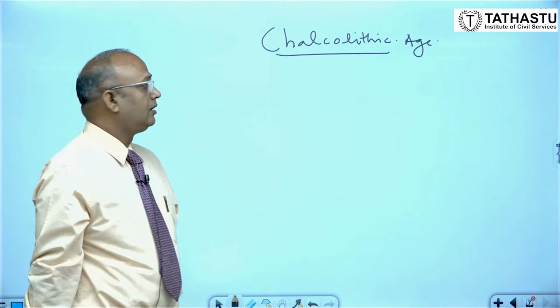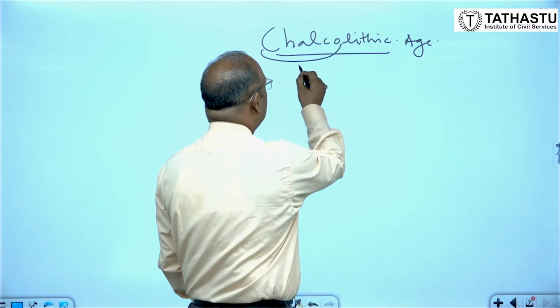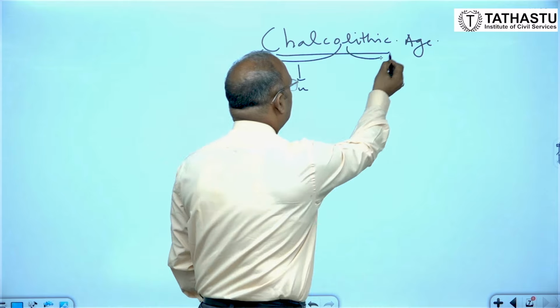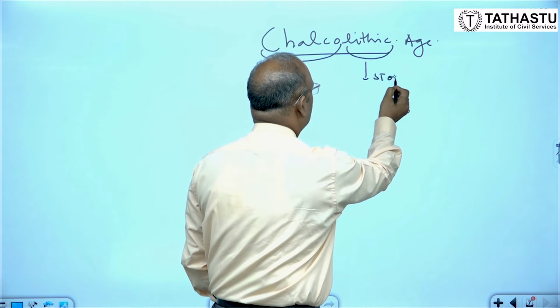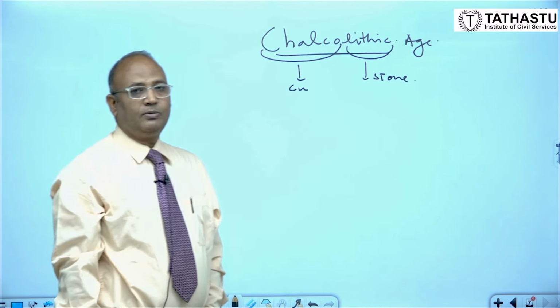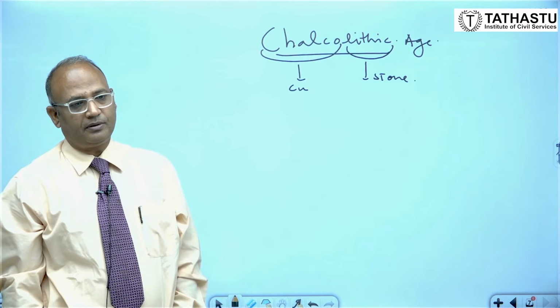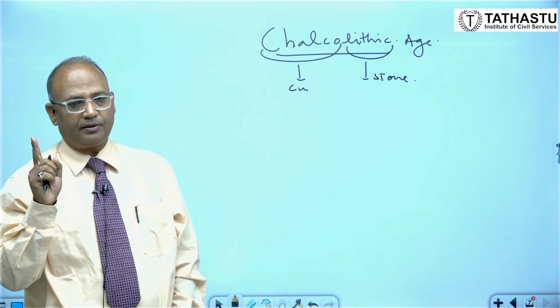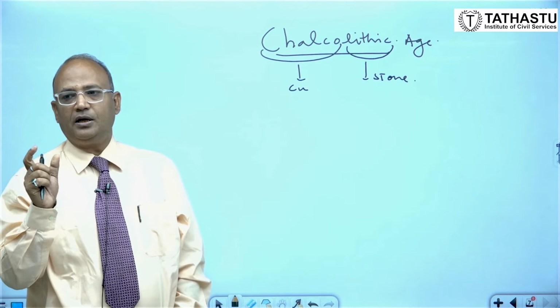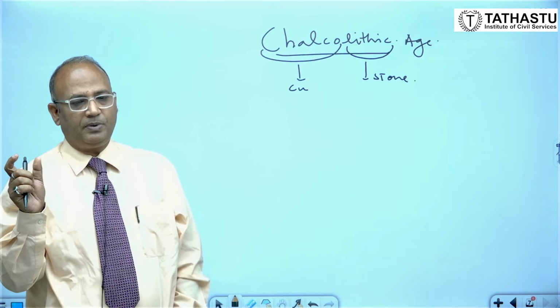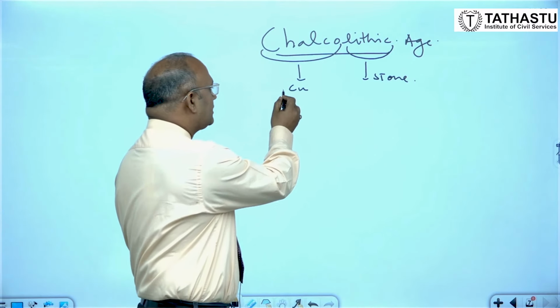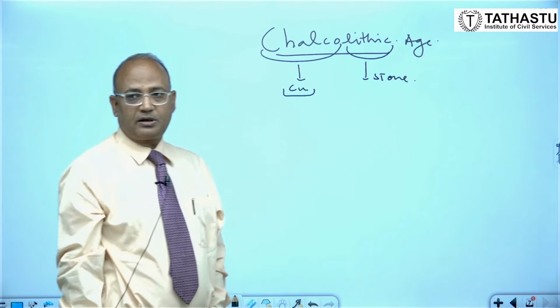Chalcolithic, now stop your writing. See, chalco means copper and lithic means stone. So, the first metal discovered by human beings is copper. That's why this period is known as the Chalcolithic period. After discovering copper, what will be the next metal discovered by human beings?